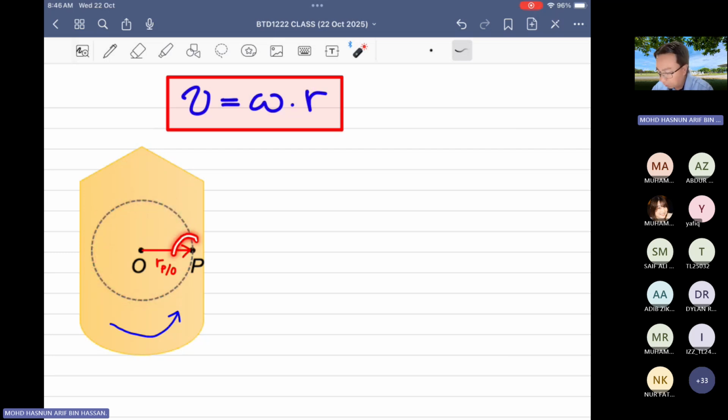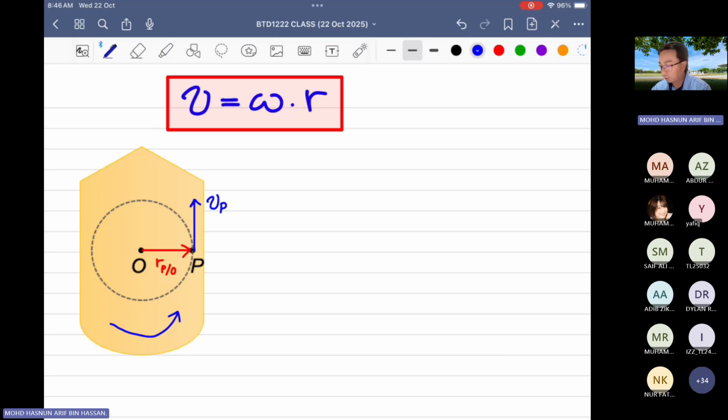At this particular point, the tangent to the path will be in this direction, because the rotation is anti-clockwise. So we can then draw the velocity of point P pointing upwards. Like that. So this will be VP, the velocity of point P, pointing upwards.